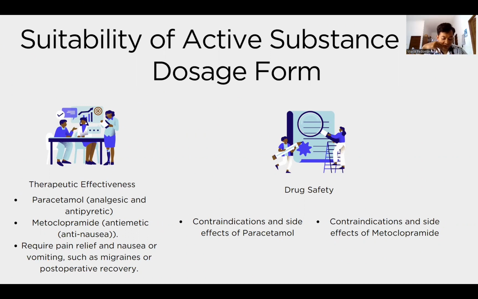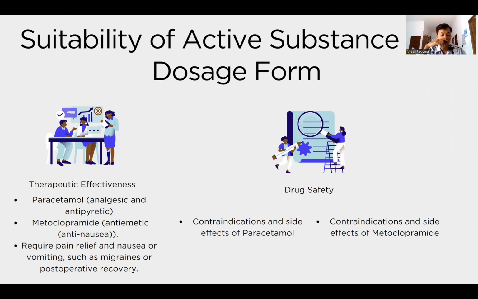Okay, I will explain about the suitability of active substance and usage form. For treatment of certain medical conditions, paracetamol and metoclopramide are two active substances that are often used together. Metoclopramide is a dopamine receptor antagonist that has prokinetic and anti-emetic properties that can be used as treatment for gastrointestinal motility problems, nausea, vomiting, and gastroesophageal reflux.